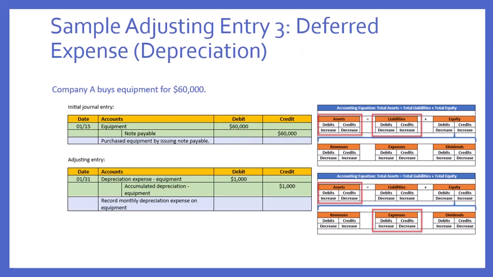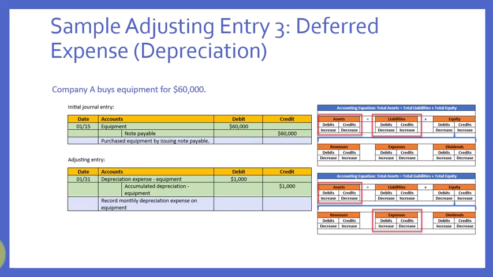So we're going to record equipment, which is an asset, okay? So we're going to increase the asset account, $60,000. Note payable is a liability. We're also going to increase that, $60,000, okay? Now we get to the end of the month, and we need to record 1 month worth of depreciation. All right. Well, I kind of gave us some easy numbers here because if the equipment costs $60,000 and we're using it for 5 years, that's 60 months. So that means it's $1,000 a month.